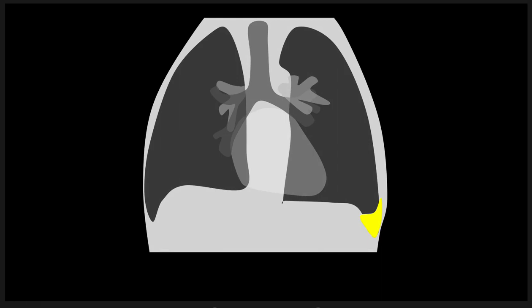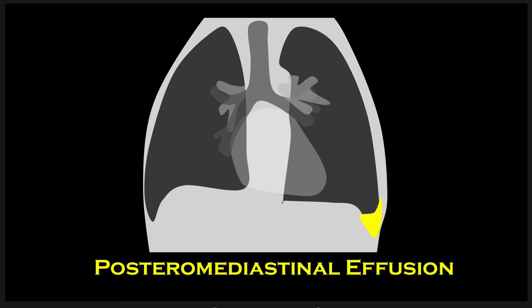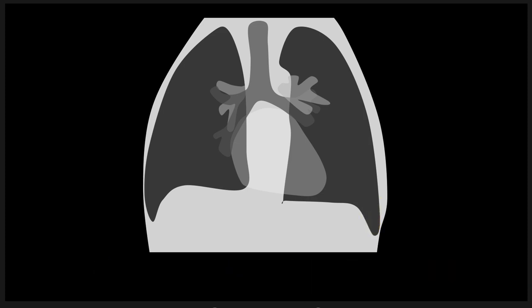So let's quickly review a few of the typical appearances. Like I said, this is the most classic. This is called by some people a posterior mediastinal effusion. It's that blunted sulcus there on the side. And then we've got this one. You may remember this from one of the earlier lectures. This can be quite tricky, I think.